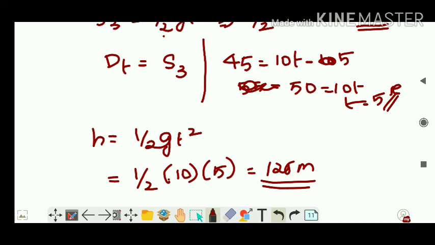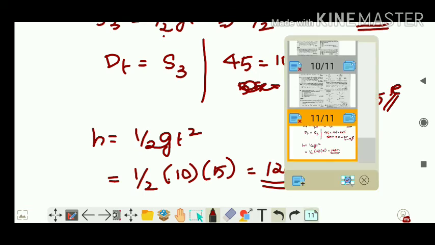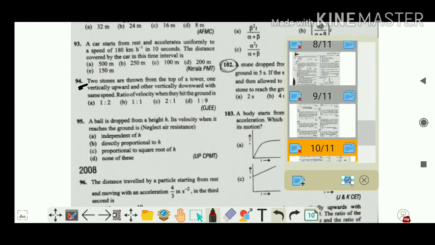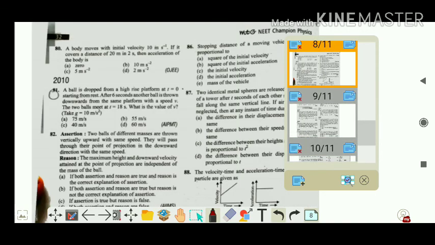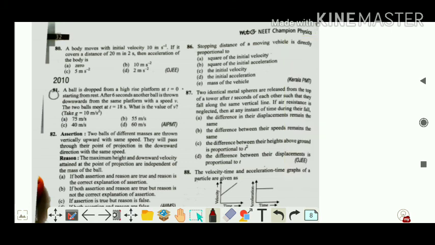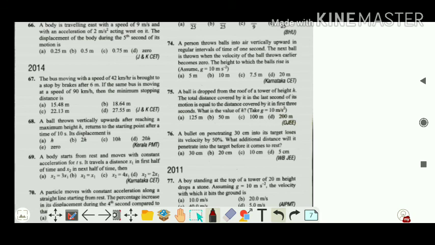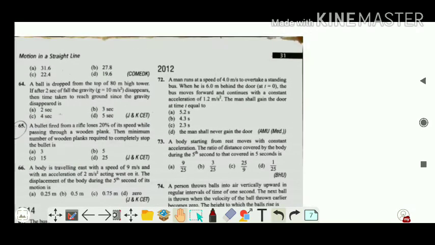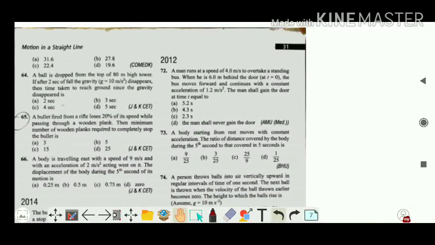Let's do the 72 question. Okay. I think this one. No, this one. Let's go to the previous question. Okay, this one. Not a 72 question.